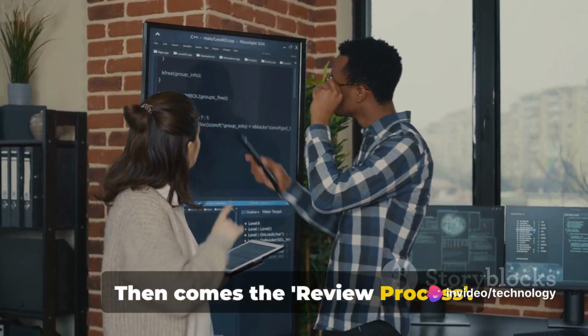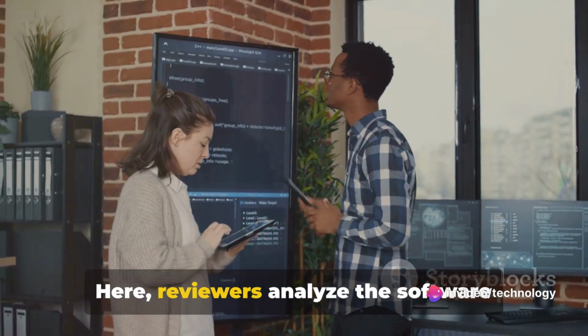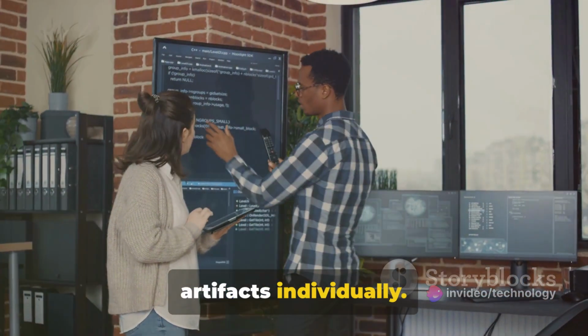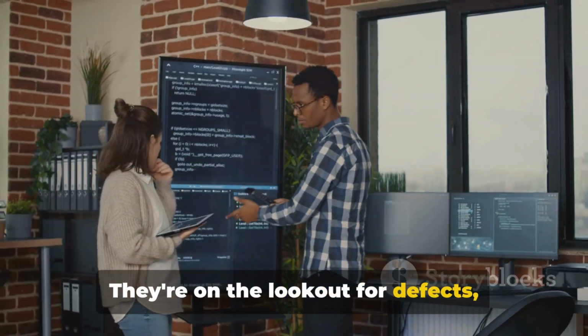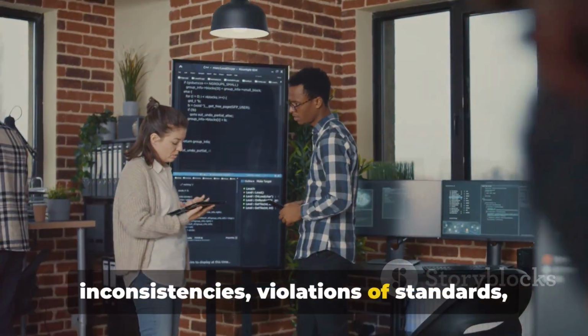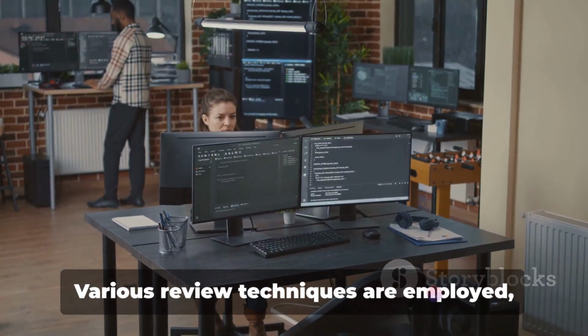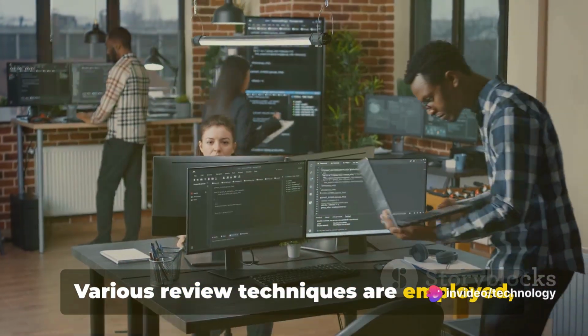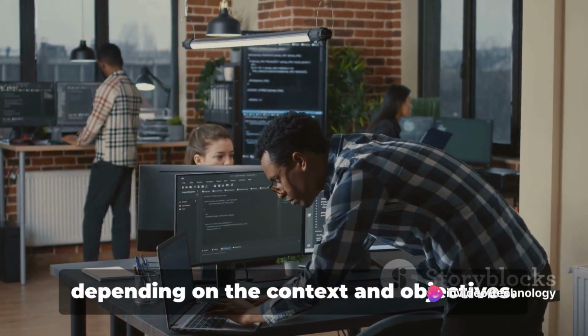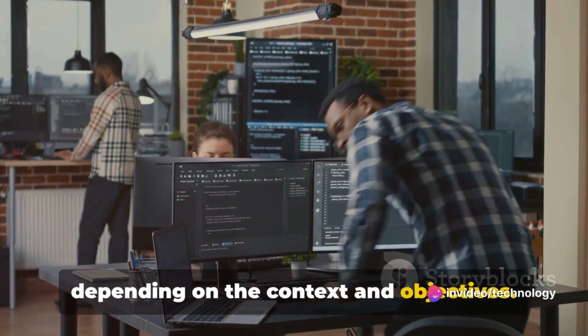Then comes the review process. Here, reviewers analyze the software artifacts individually. They're on the lookout for defects, inconsistencies, violations of standards, and areas for improvement. Various review techniques are employed, like walkthroughs or technical reviews, depending on the context and objectives.